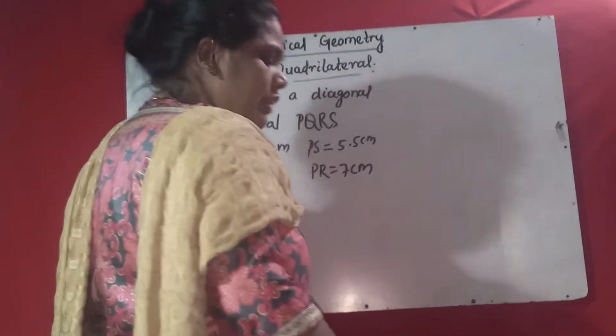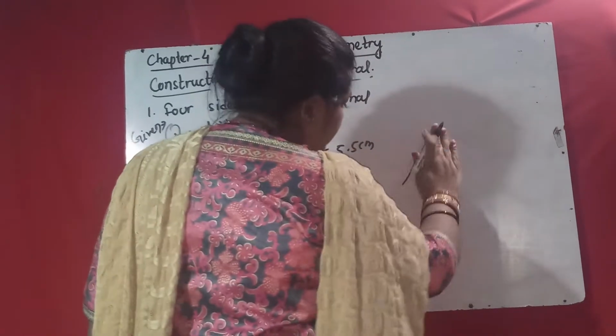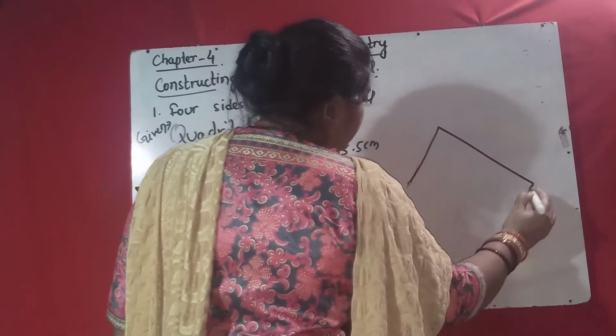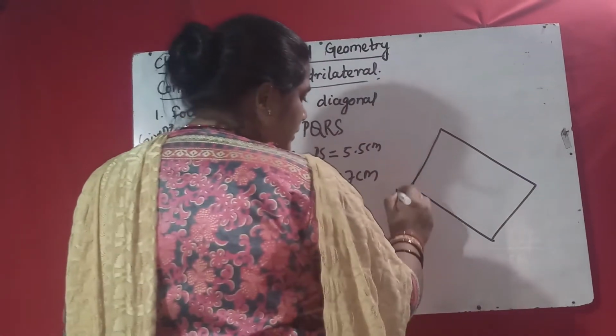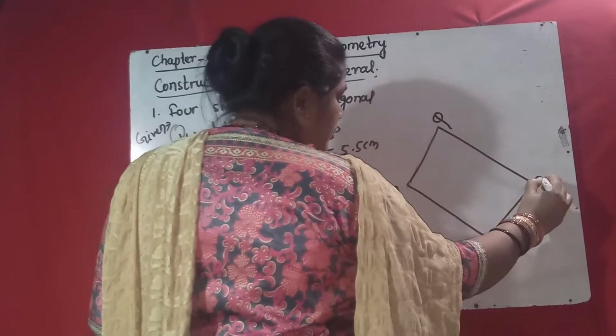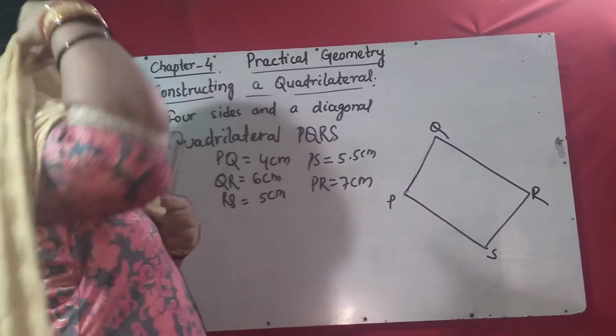So we draw a rough diagram first. Suppose it is a quadrilateral. We'll name that PQRS. Okay, PQRS. So write down the measurements.